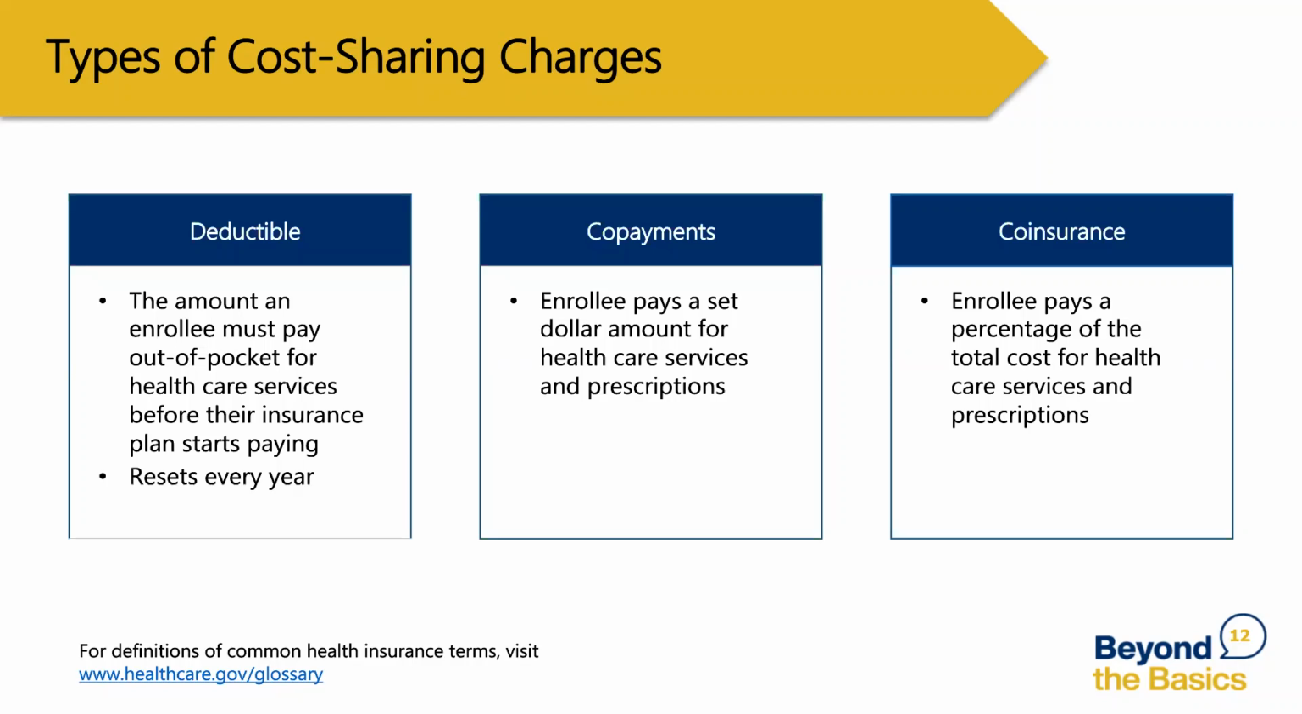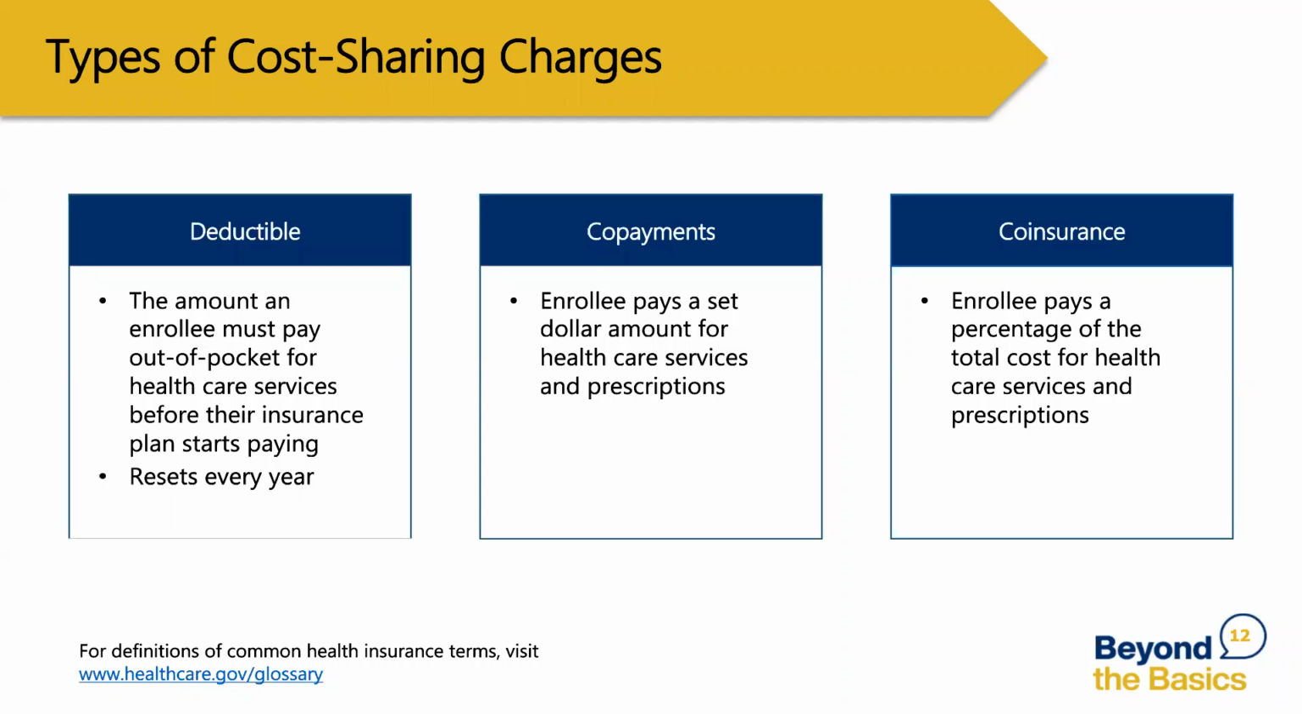If they come into the marketplace later on in the year, it would start for them at that point when they start. It's an annual cost. And if you go through the entire year in your marketplace plan and then you go into a new QHP, the next year your deductible is going to be reset. It's going to start over again for the following year.